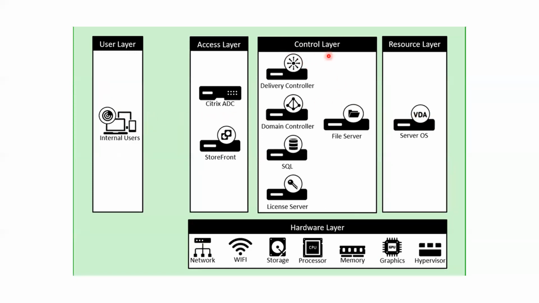Now coming to the control layer. The control layer is what controls your entire data center. In the control layer, we have the delivery controller and the domain controller for authentication. We have the SQL server, because it will store the logs. We have the license server, because it will allocate the licenses.